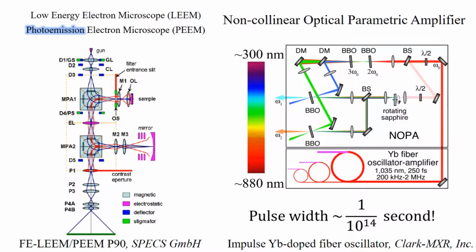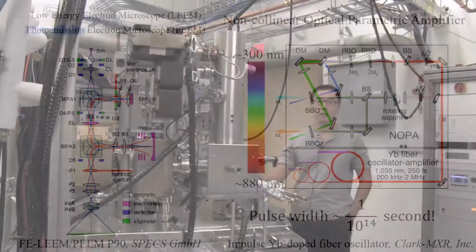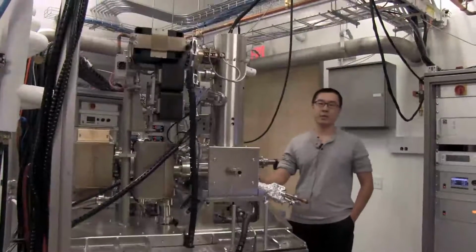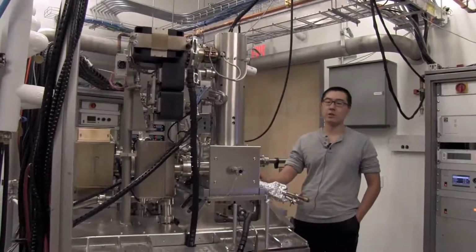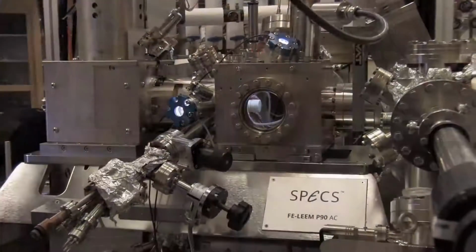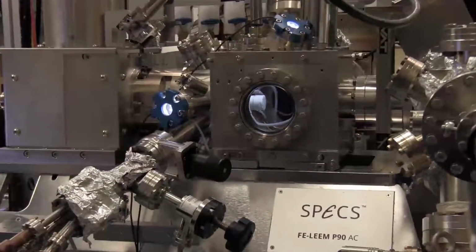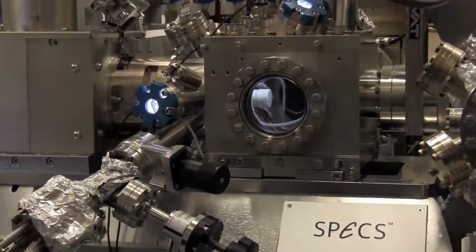Most of the plasmon-related physical and chemical phenomena occur on the femtosecond timescale, or 10 to the negative 15th second. Therefore, we need an ultrafast microscopy to resolve the plasmon field. In our lab, we employ an aberration-corrected low-energy electron microscope from Specs in Germany, which also serves as a photoemission electron microscope to study plasmonic phenomena with nanometer spatial and femtosecond temporal resolution.